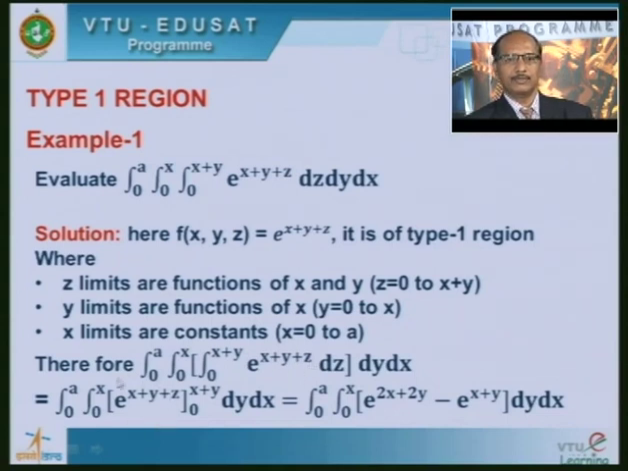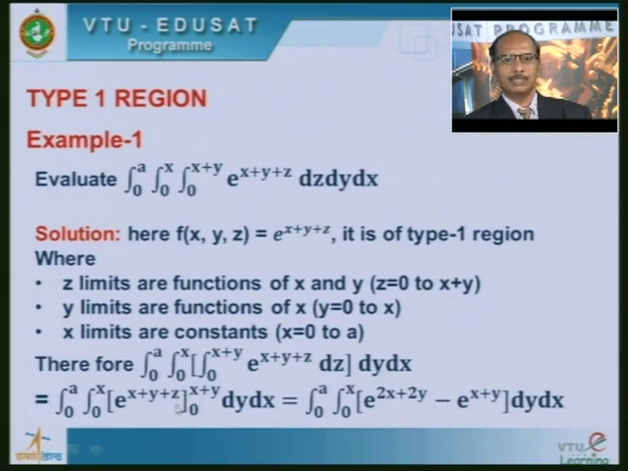So, after the integration, we substitute the limits, z is equal to 0 and z is equal to x plus y. So, in place of z, we have to substitute here in place of z. So, z is equal to upper limit, z is equal to x plus y. So, already e raised to x plus y, plus one more x plus y here, x plus y plus x plus y is 2x plus 2y, simplified as e raised to 2x plus 2y, minus the lower limit.